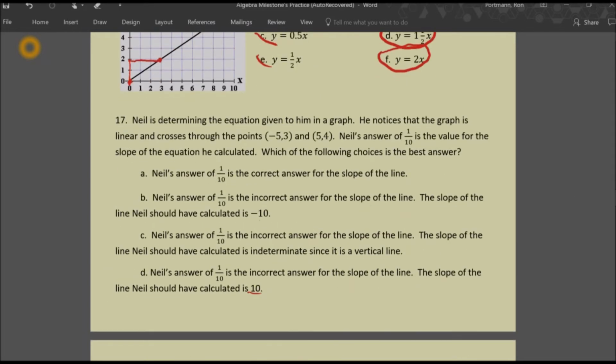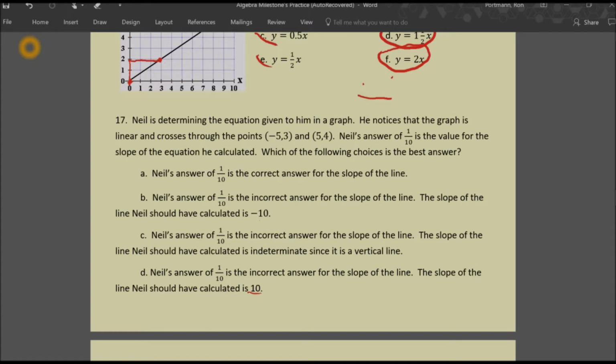Okay, 17, same thing. It looks like a hard problem. It's really not once you break it apart and understand what the question is asking you. It says Neil is determining the equation given to him in a graph. So he's given a graph, and he's got to determine the equation. He notices that the graph is linear and crosses through the points -5, 3 and 5, 4. So if we did just a quick sketch here, -5, 3 is here, and 5, 4 is here. So we know it's going to be increasing, so it's got to be positive, right?